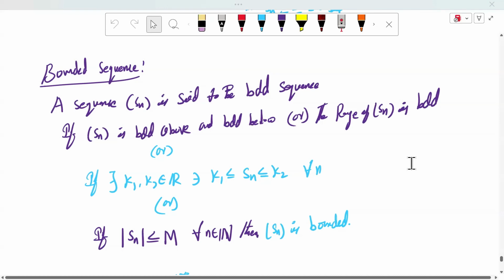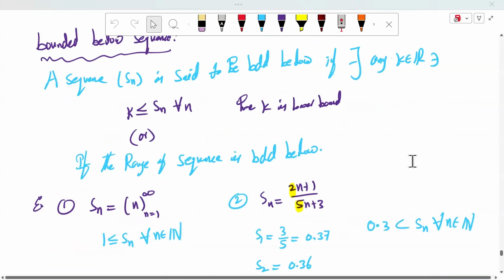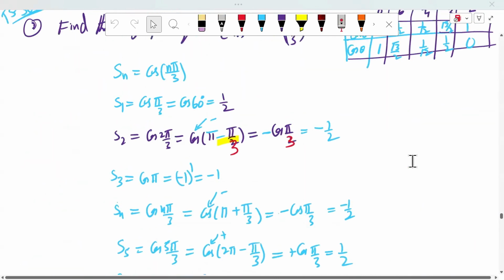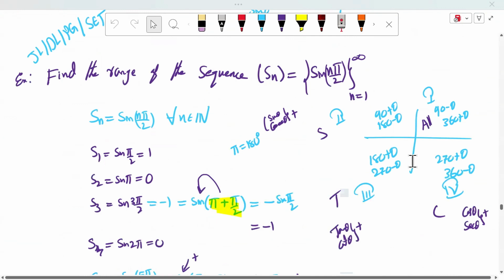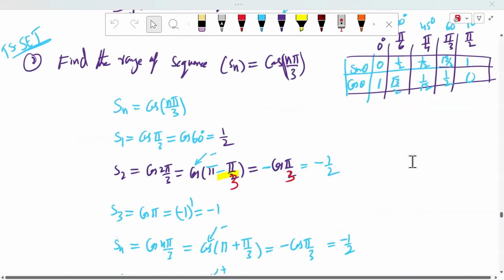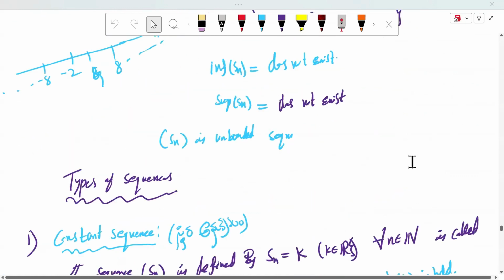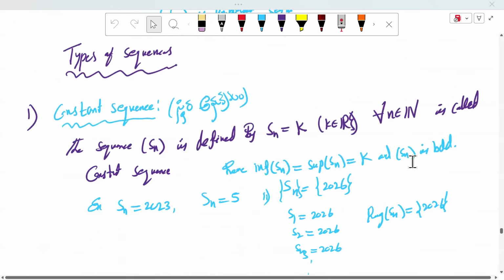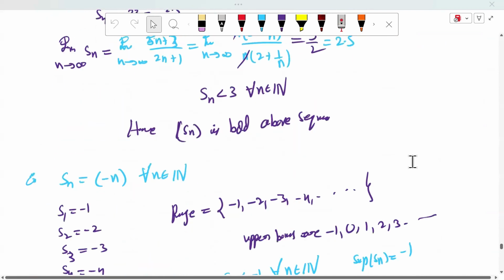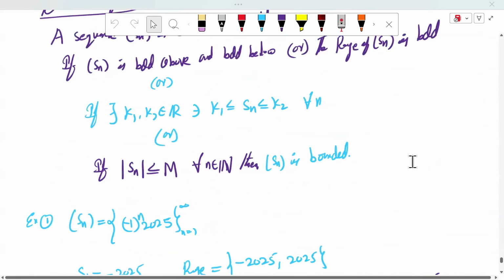Today is a continuation lecture of real analysis. In the previous class, what is the set definition? We know that. What is a sequence? What is the upper bound? What is the lower bound? What is the greatest lower bound? What is the least upper bound? It is nothing but supremum, infimum, the range of the sequence, how to find the range of the sequence, and the types of sequences: constant sequence, bounded above sequence, bounded below sequence, and bounded sequence.